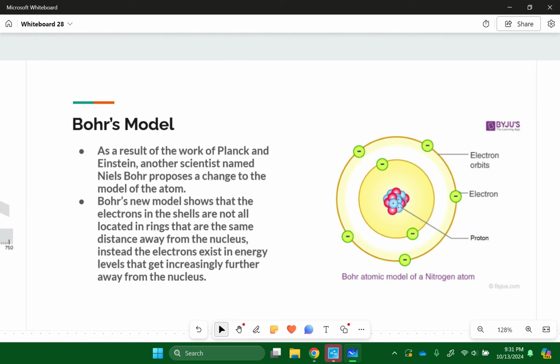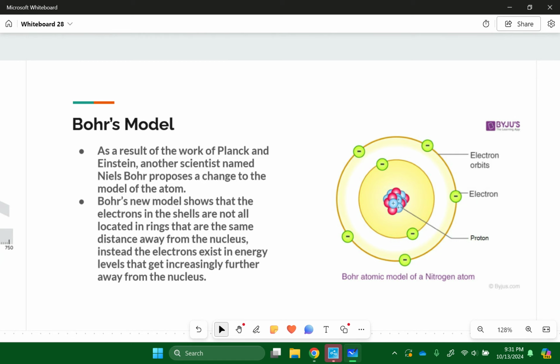We're going to expand on this a little bit more later on in this unit, but a scientist comes along by the name of Niels Bohr, and he sees the work of Planck and Einstein. We're not going to get into what their work was, but feel free to ask me anytime. I'd be happy to explain it to you. But he sees their work, and what he realizes is we need a fundamental change to how the atom is designed. The nuclear model of the atom that we know just doesn't work anymore.